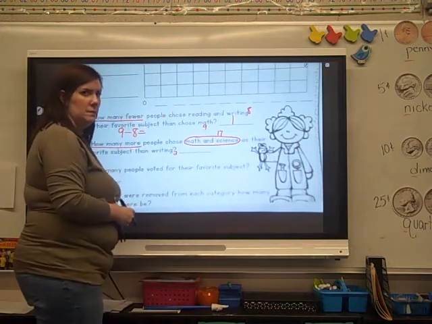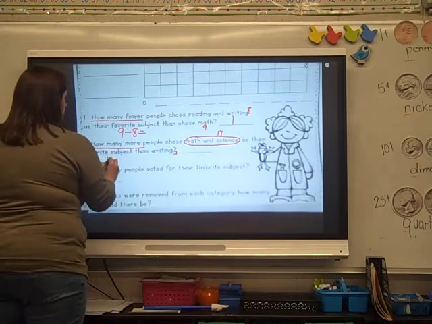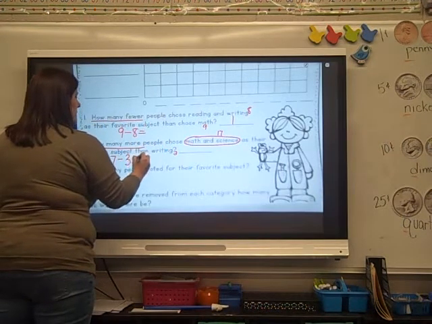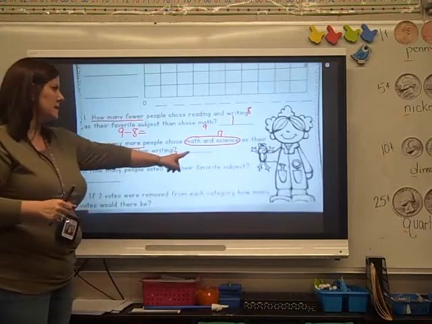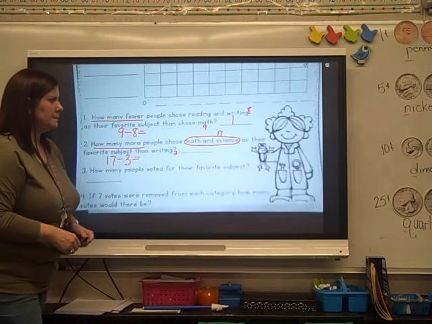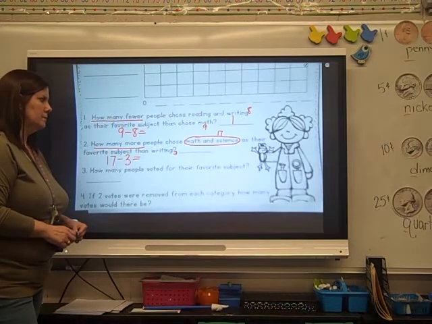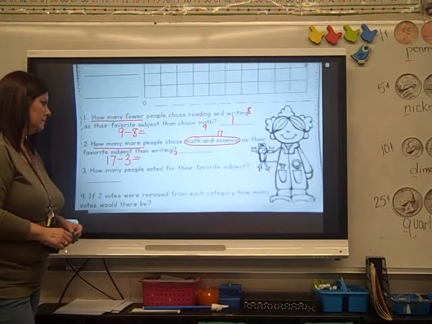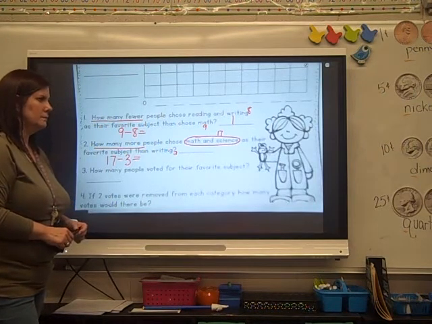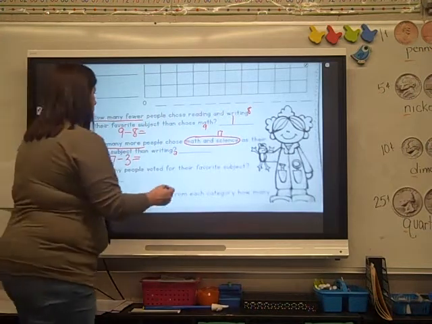Okay. So we got to write a subtraction problem. 17 subtract 3. Do that on your number line. What is 17 subtract 3 and put it in on the line. What'd you get? All right, 14.